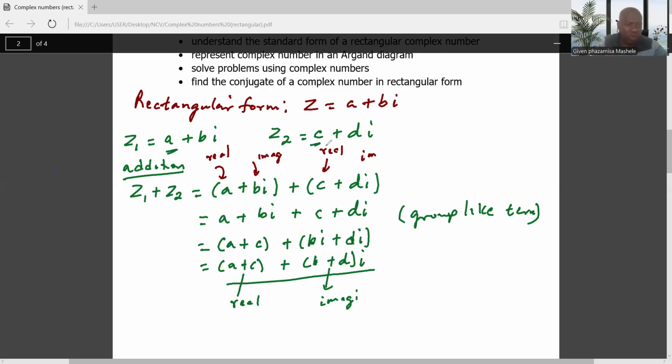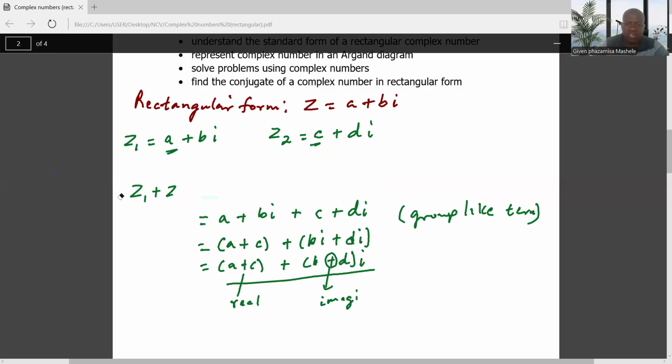The same applies when you are subtracting. It will just be a minus there, and that will also be a minus. So you will just group the like terms. This is the context of doing the addition or subtraction.